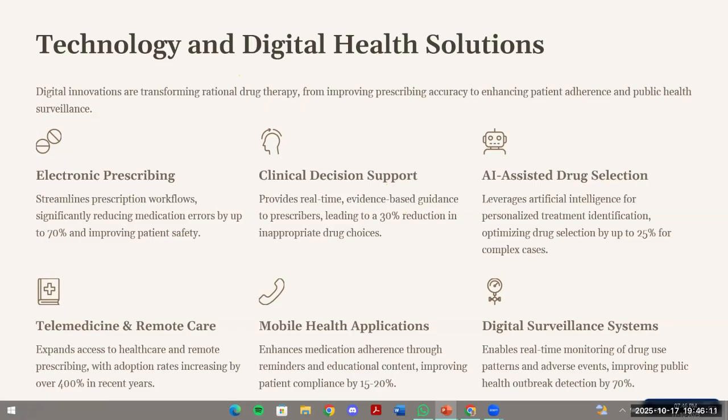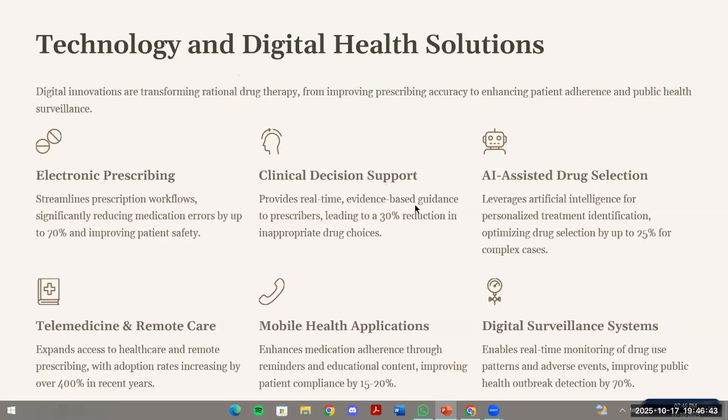Thus, streamlining the prescription workflow significantly reduces medication errors by 70% and improves patient safety. Not only this, with the electronic prescribing system we will have clinical decision support and real-time evidence-based guidelines online itself, leading to a 30% reduction in inappropriate drug choices, which will help us prescribe appropriately.